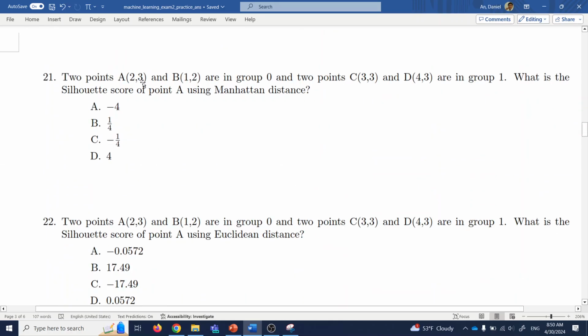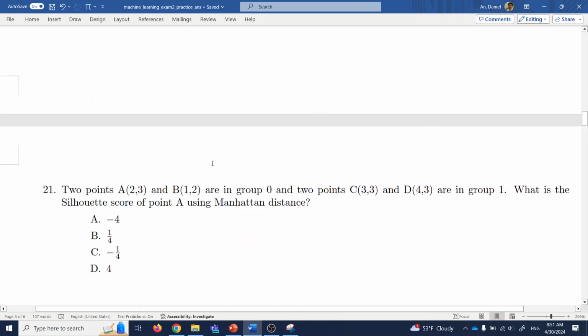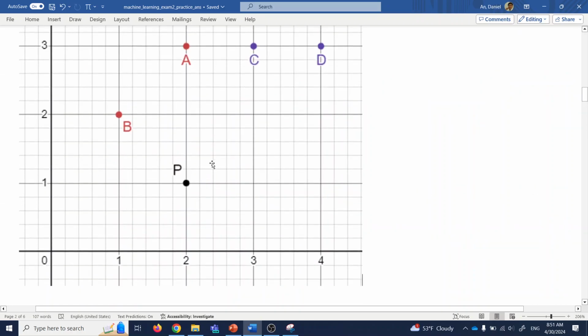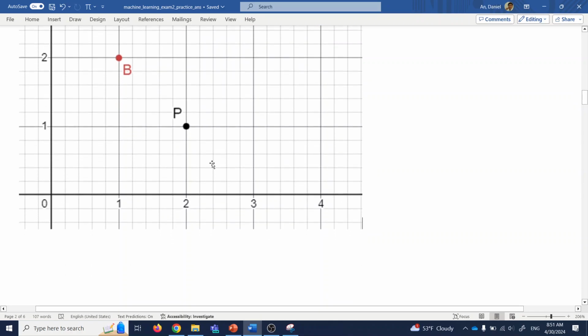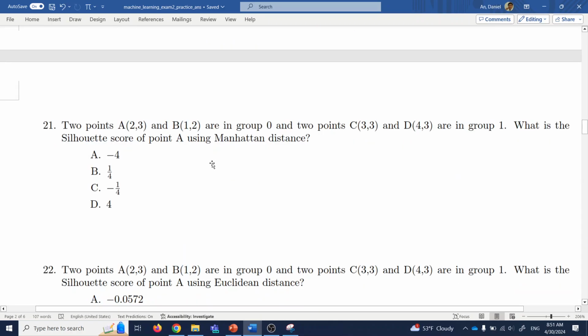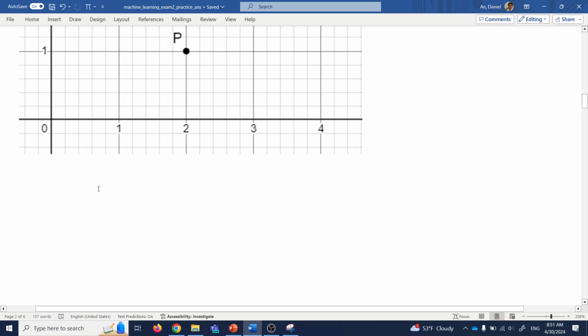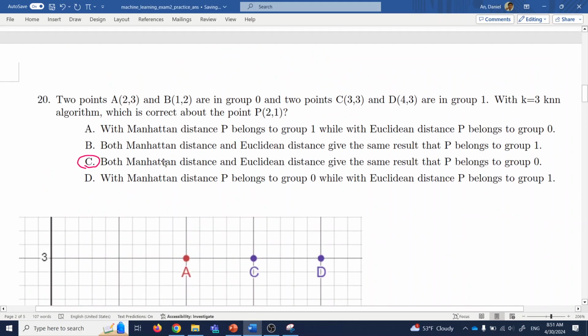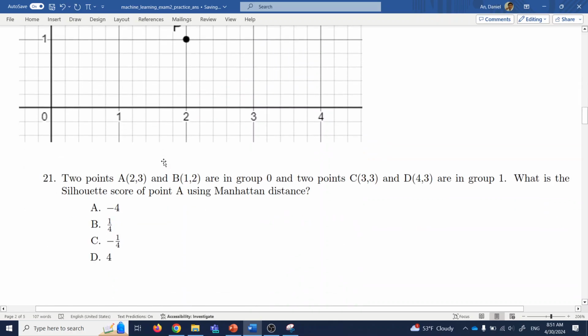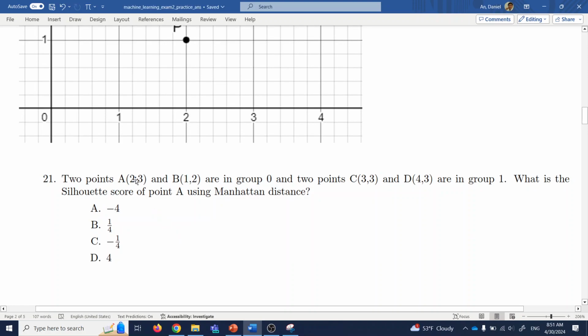2 points, 2, 3 and 1, 2 are in group 0, and 2 points, 3, 3, are in group 1. Are these the same points? 2, 3, 1, 2. Yeah. 3, 3. Okay, great. So these are the same points, so we can still use this. Let me then move it over here. I will put up the marked-up version. So you have 2, 3 and 1, 2 in group 0. It's still the same thing.